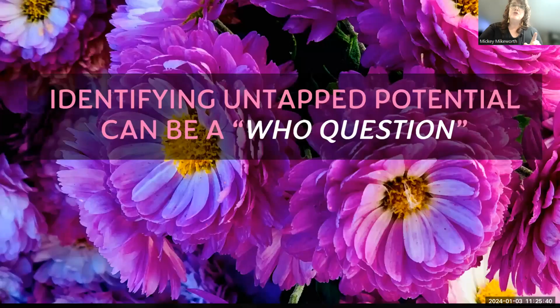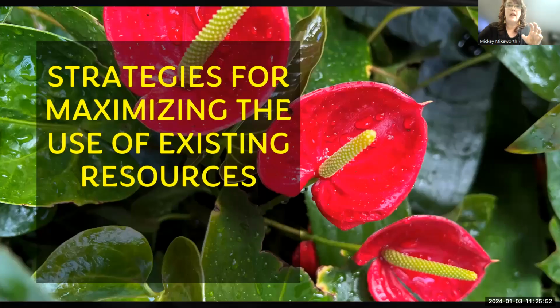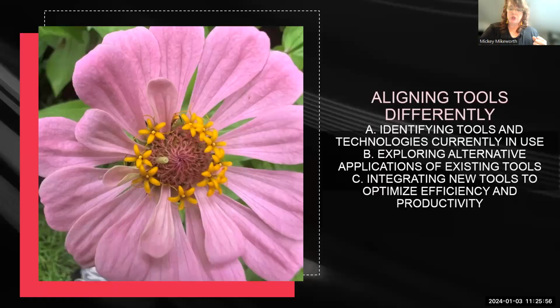And the unused potential is often a who question. So this is your fast, secret way of starting to ask, who can help you in that system? Who can come up with that answer? Who can get you there? And then you're going to kind of come up with some strategies.